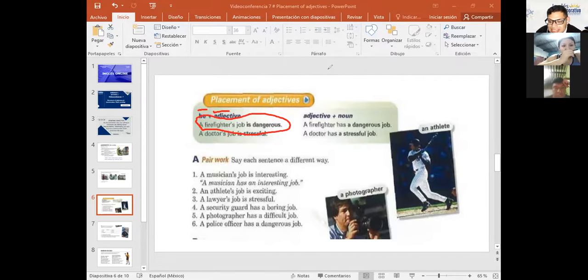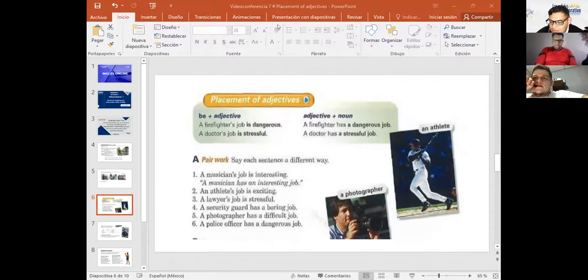En inglés es dangerous. Diga conmigo, dangerous. It's dangerous. Dangerous. So, a firefighter's job is dangerous. El trabajo de un bombero, pues en este caso es peligroso.